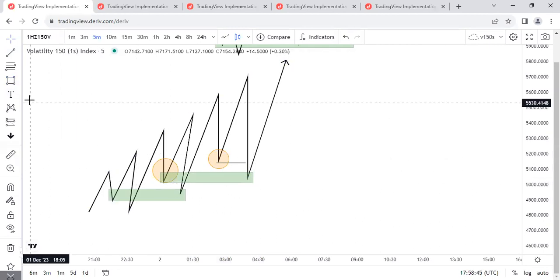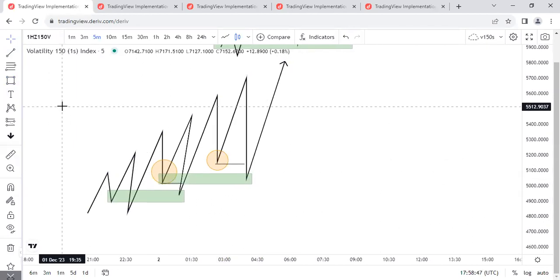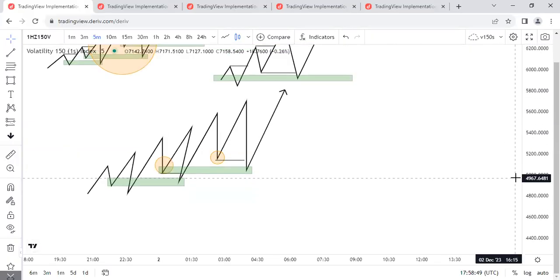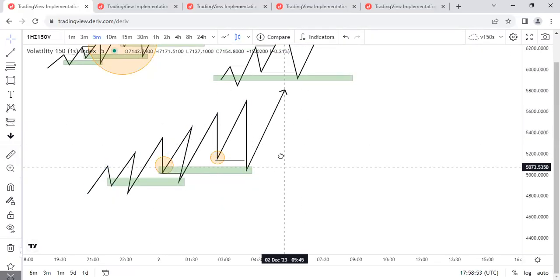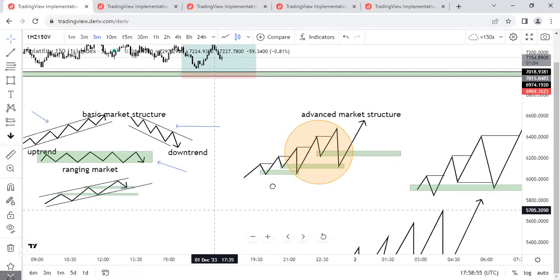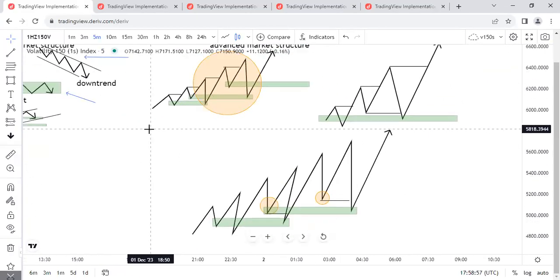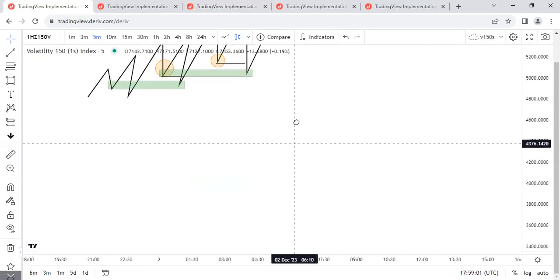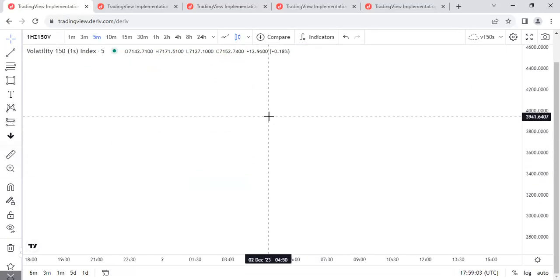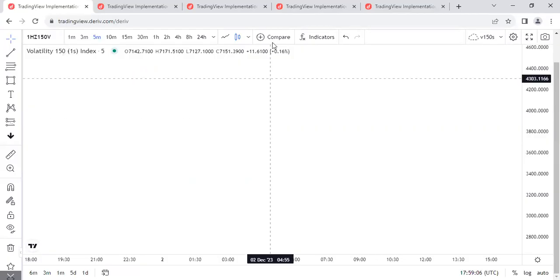This is the secret. This is what you need to understand in the market, this advanced market structure. This is all you need to understand: know how to enter your trades using the advanced market structure. I'm going to teach you guys entry, but if you don't understand market structure, you won't be able to enter the markets.